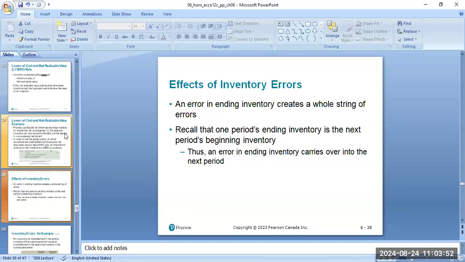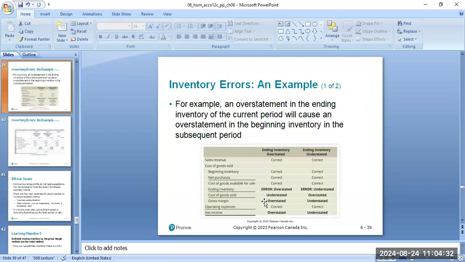The effect of inventory errors. An error in the ending inventory creates a whole string of errors. Why? Because that's the final error. If we mistakenly count the ending inventory, that's going to affect the cost of goods sold. That's going to affect the beginning balance of the next period as well. So recall that one period's ending inventory is the next period's beginning inventory. So if we make a mistake on the ending inventory, two periods will be affected right away: the current period and the next period.